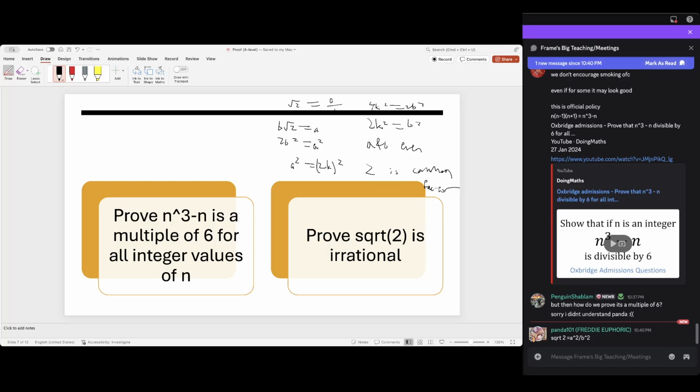Wait, wouldn't that be a contradiction or whatever the name is? Contradiction, correct. Yeah, because that would mean a over b isn't in its simplest form.